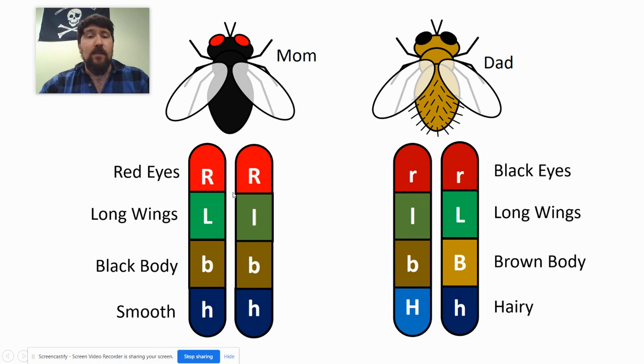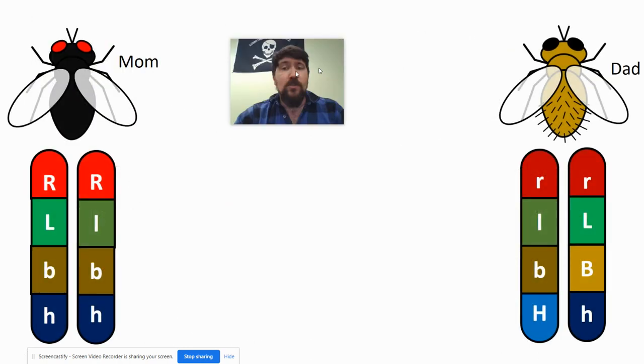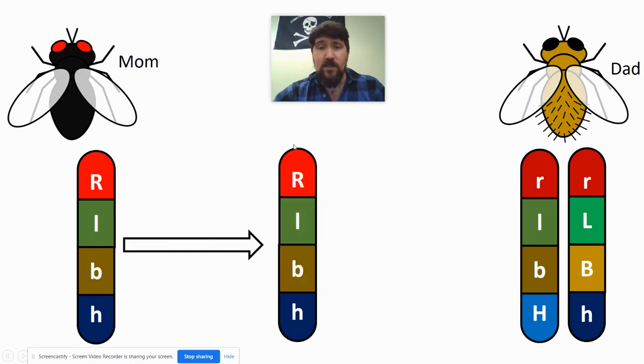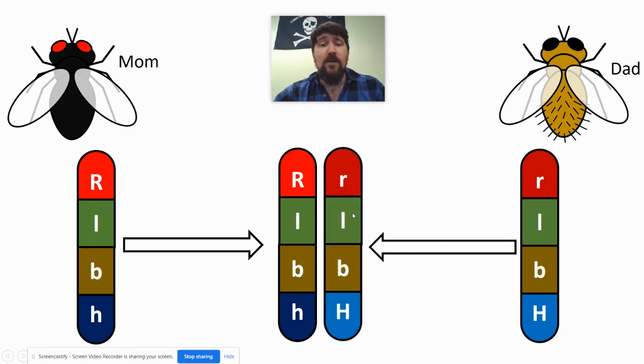All right, so let's breed them. I am not the child, but I'll replace my picture with the child in just a moment. So let's say mom donates when she makes her gametes. Remember, with gametes, you can only give one of your homologous pairs. So mom is going to donate this one right here. Okay, so mom has donated big R, little l, little b, little h. And dad is going to donate this chromosome right here. Little r, little l, little b, big H.